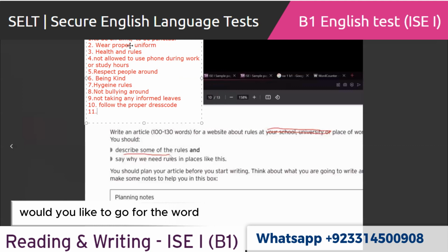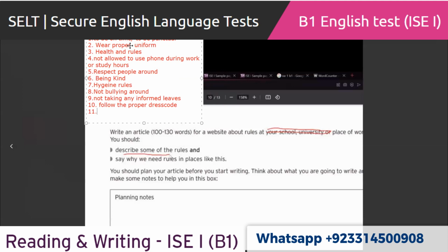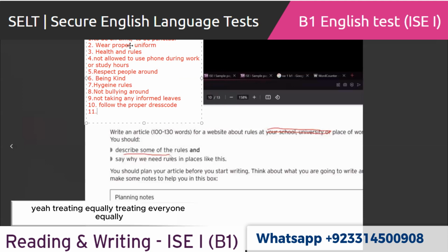Would you like to go for the word treating everyone equally? Treating everyone equally. We also say respecting diversity. You might have never heard this word before, but diversity. Like the United Kingdom is a diverse country because people from around the world come and live here. Diversity means different types of people. You can go for treating everyone equally because that's the easiest one.